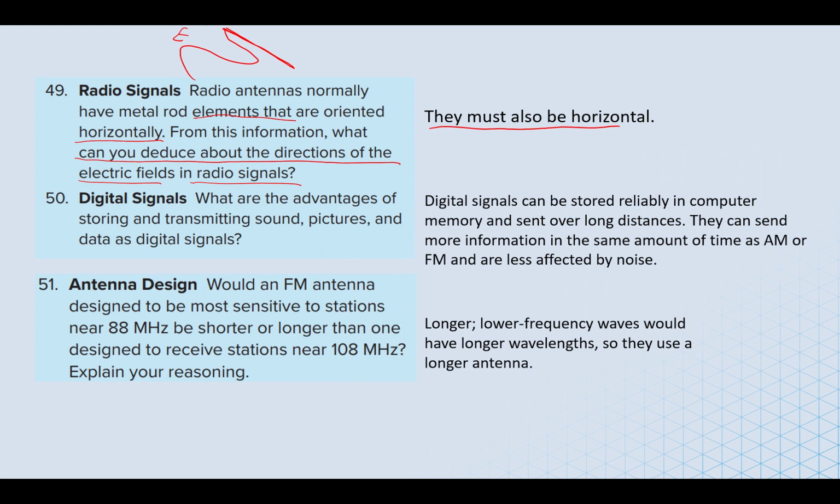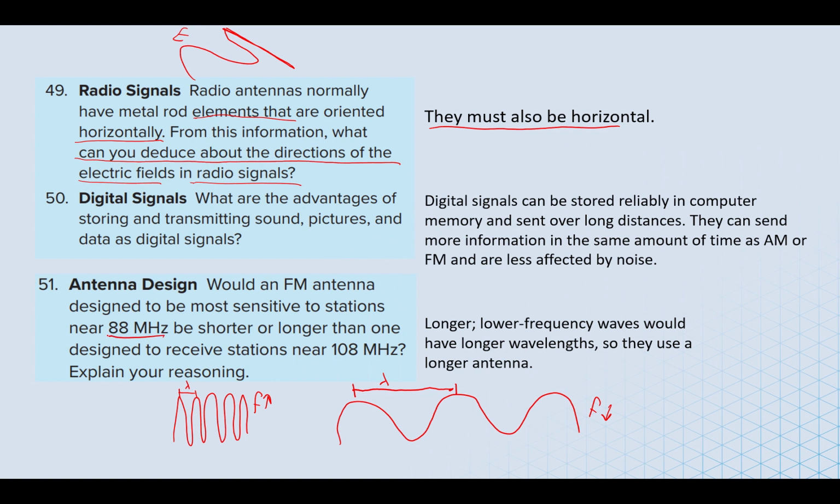Would an FM antenna designed to be more sensitive to stations near 88 MHz be shorter or longer than one designed to receive stations near 108 MHz? Explain your reasoning. Well, it would be longer, of course, because lower frequency. So this is a wave with high frequency. You can see that a wave with high frequency has a small wavelength. This is a wave with a lower frequency. So here we have high frequency. Here we have low frequency. You can see that the lower the frequency, the longer the wavelength.